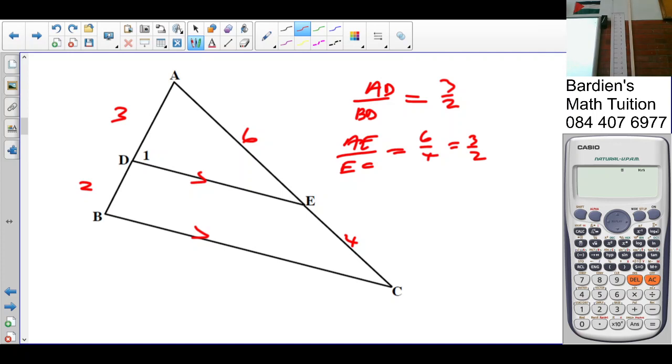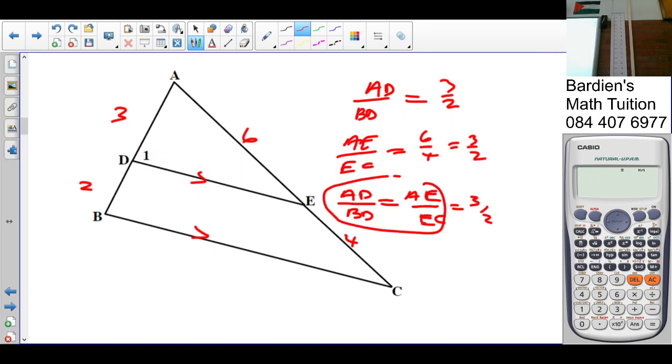Not so? So what can you conclude about these ratios? We're going to have to conclude that AD over DB is equal to AE over EC, which is equal to 3 over 2. So the ratios have to be the same. Then I asked you to complete AB over AD, and then you worked out AC over AE. So AB over AD is 5 over 3, and then we had 10 over 6, which is 5 over 3.